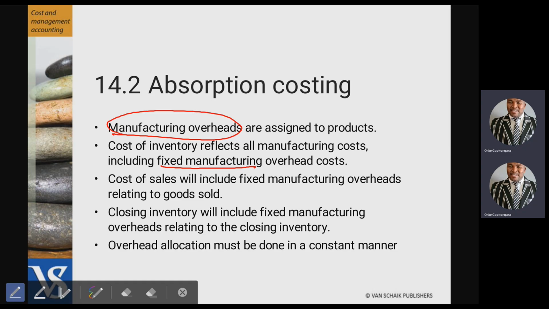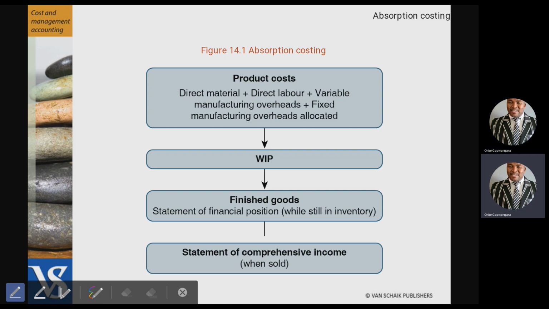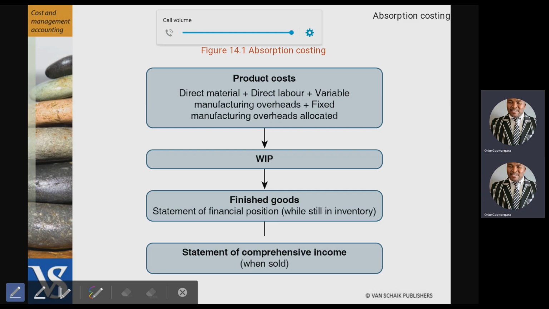Now you could pick up that the difference we notice here is how we treat the fixed manufacturing overheads. If that is what you've picked up from this explanation, then you are 100% correct. As you can see in this figure, it explains clearly what we need to add in order to calculate the product cost under our absorption costing method. It's your direct material, direct labor, variable manufacturing overheads, plus the fixed manufacturing overheads.